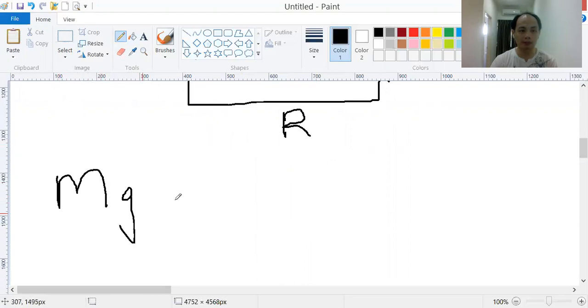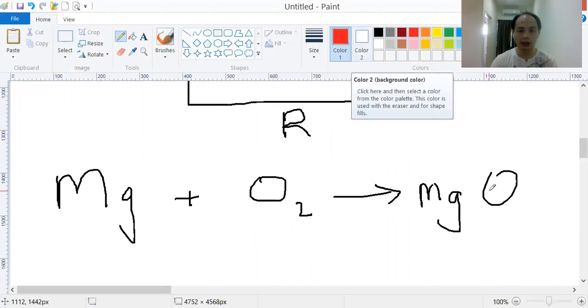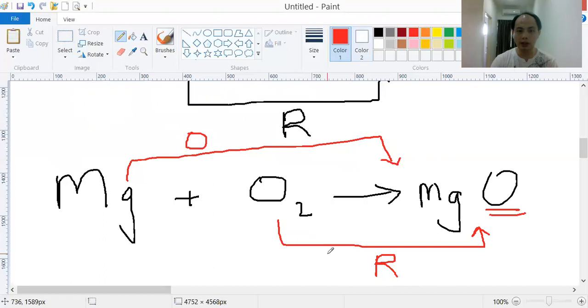Magnesium plus oxygen produces magnesium oxide. This one is also very obvious. Magnesium is oxidized. Magnesium becomes magnesium oxide because it gained oxygen, so oxidation. And oxygen is being reduced, reduction occurs. But this one is not obvious, we can't see oxygen gain oxygen. I will give you one example where we can see oxygen is lost and gained.